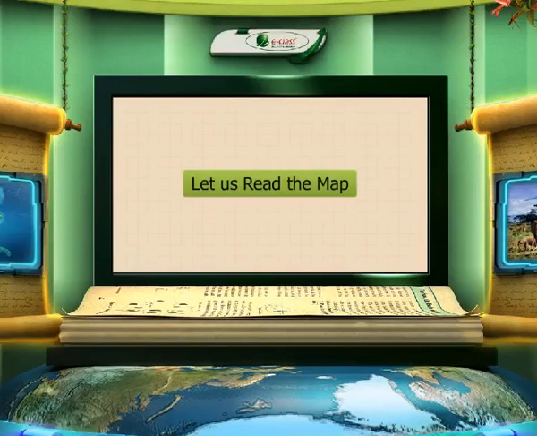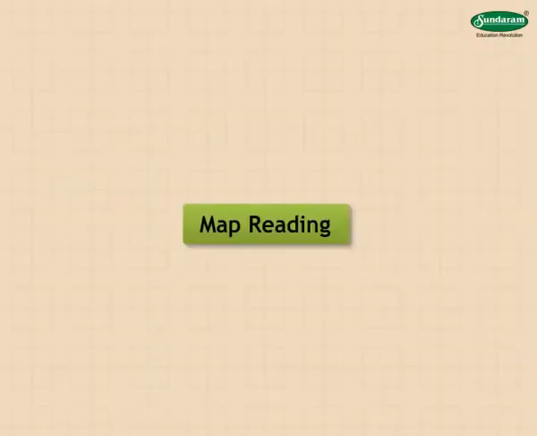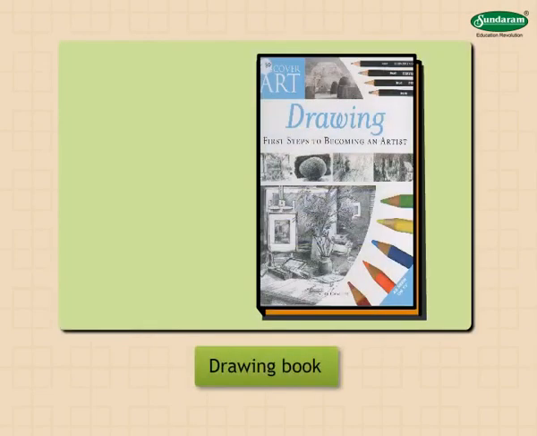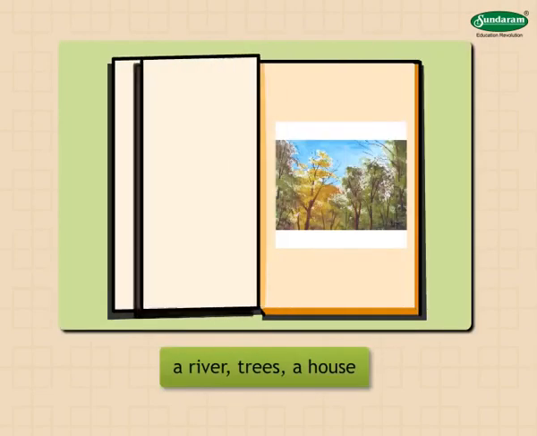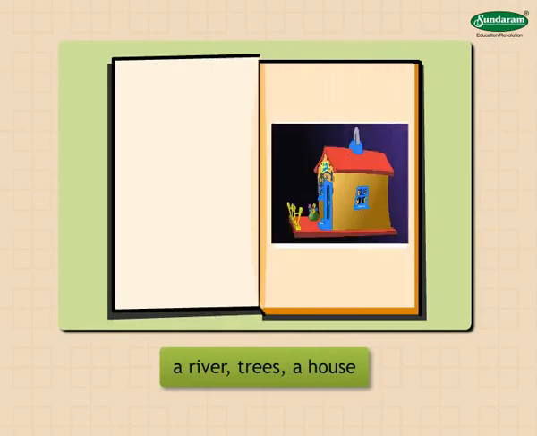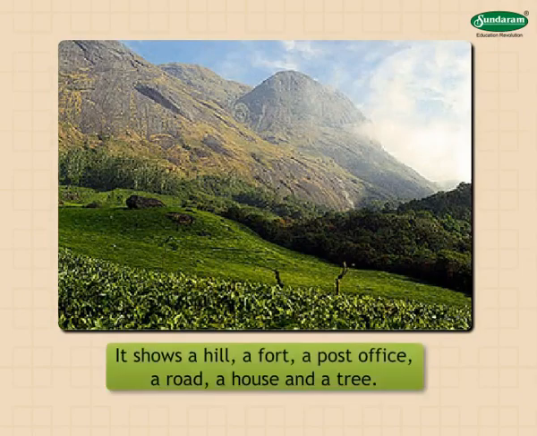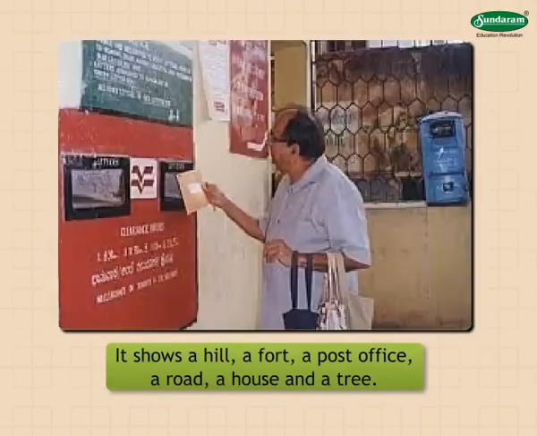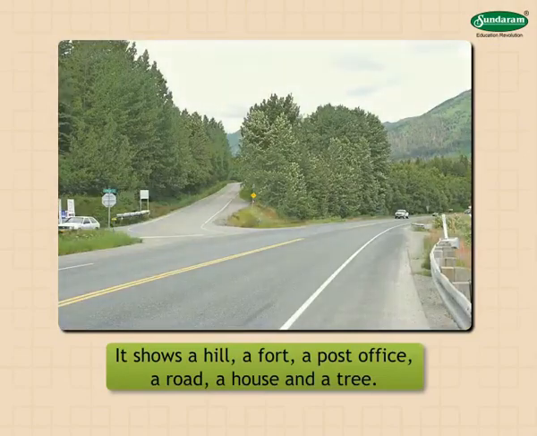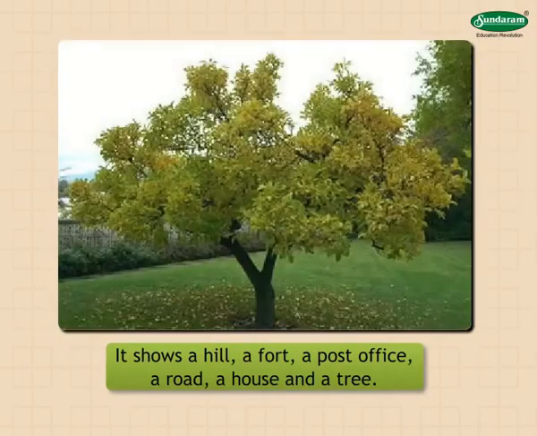Let us read the map. Map reading. You draw several pictures in your drawing book: a river, trees, a house, etc. Look at this image. It shows a hill, a fort, a post office, a road, a house, and a tree.